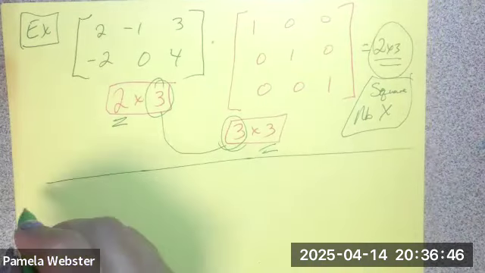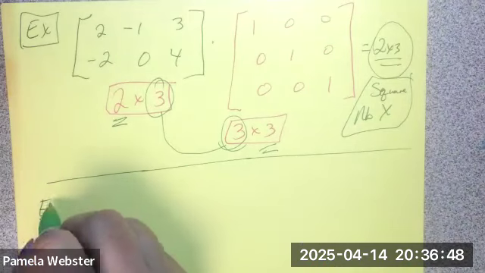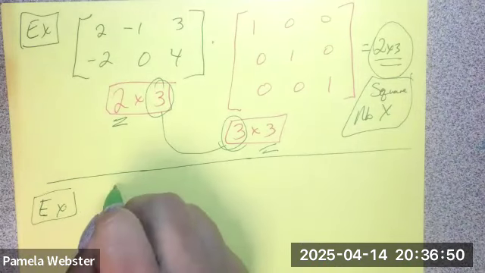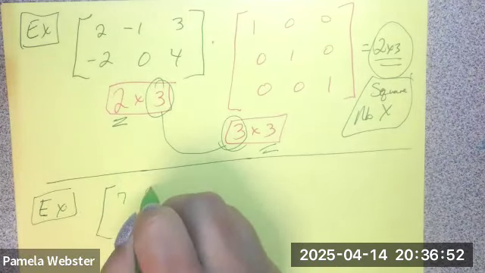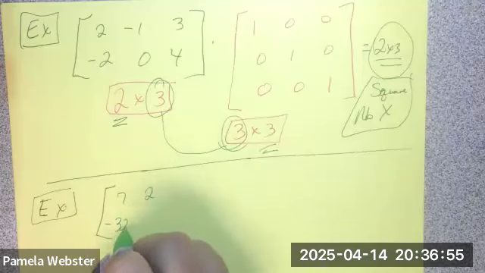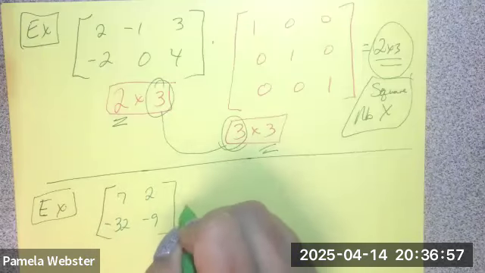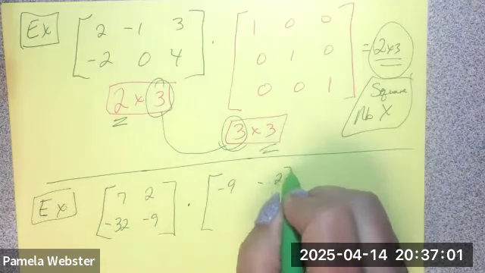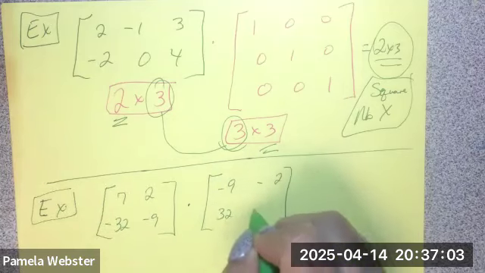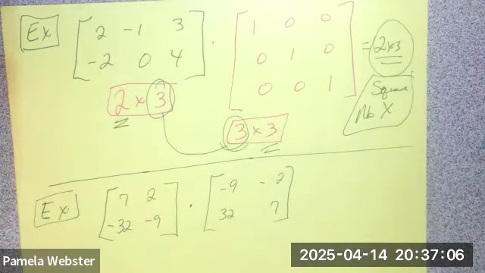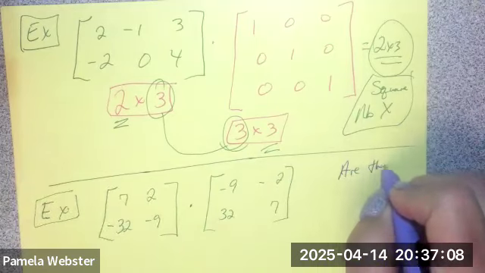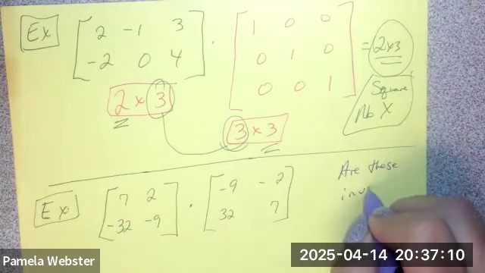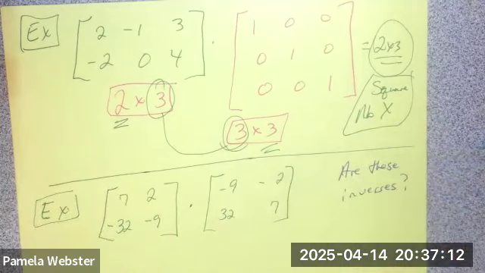So let's say that we have 7, 2, -32, and -9 times -9, -2, 32, and 7. And the directions say, are these inverses? Oh, well, we haven't talked about that quite yet. Not like that. Okay. So are these inverses?